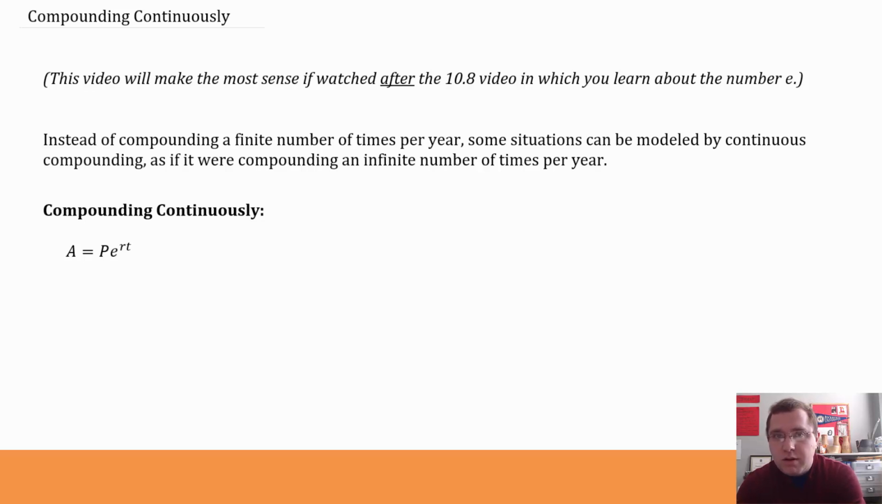times per year. You got A equals P times (1 plus r over n) to the nt power, where n was the number of times per year, so n could be 12 if you're compounding monthly, 52 if you're compounding weekly, 365 if you're compounding daily.